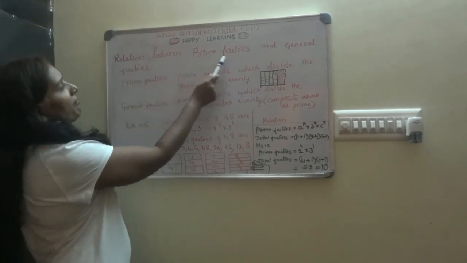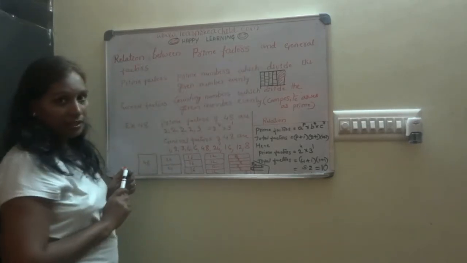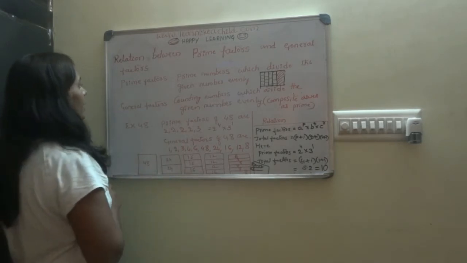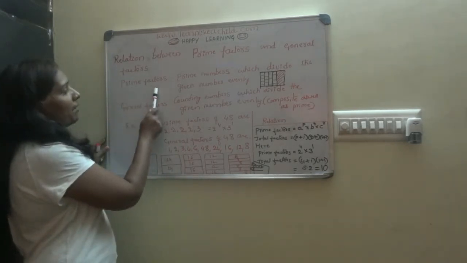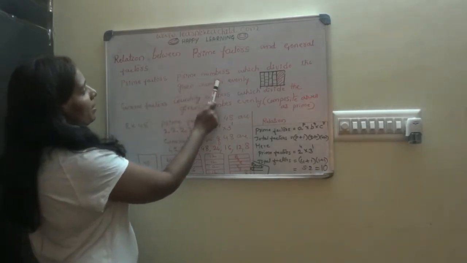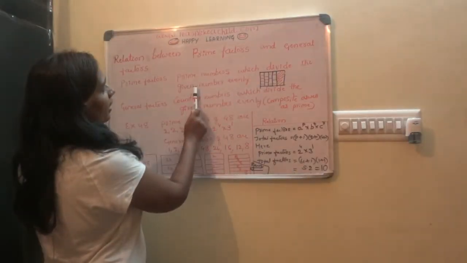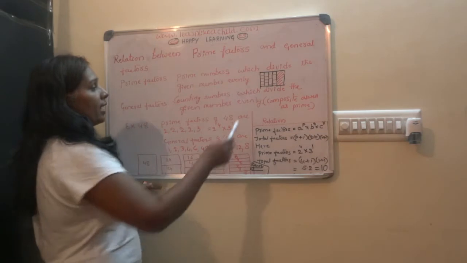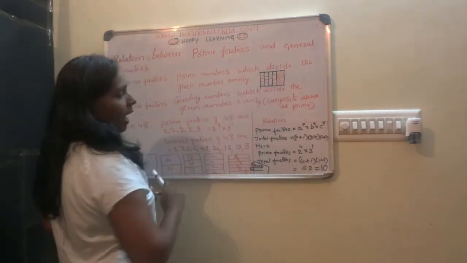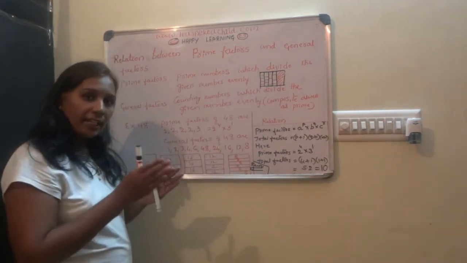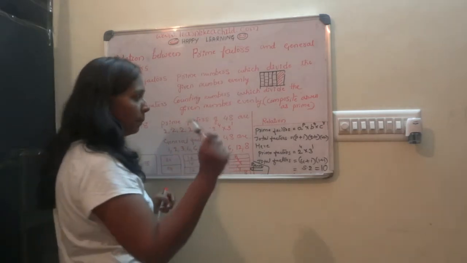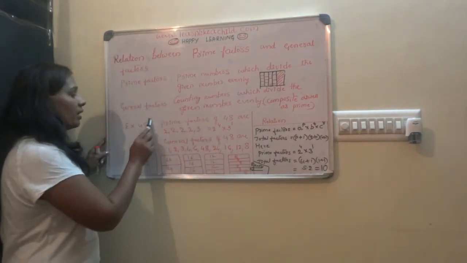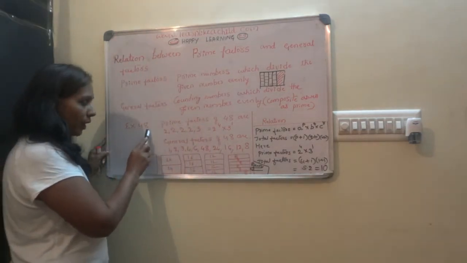Relation between prime factors and general factors. First, let us see what prime factors are. Prime factors are prime numbers which divide the given number evenly. It means here this is the whole and we are dividing it into parts. In particular, we can see this with the help of the example 48.